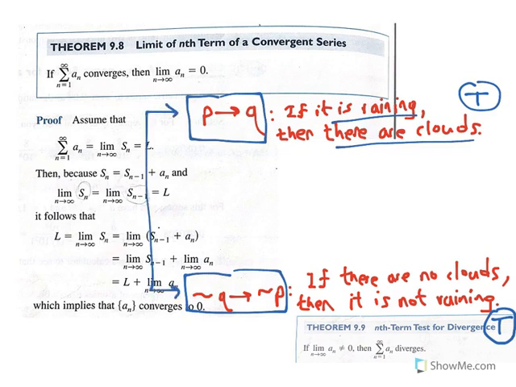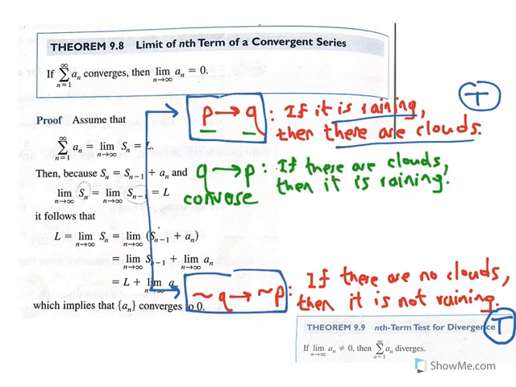Now I also want to use this example as an opportunity to show that what we call the converse of a conditional statement is not logically equivalent to the conditional statement. So if I have P implies Q, but if you have Q implies P, that's called the converse. And it is not logically equivalent to the conditional statement. It would read, for our example here, if there are clouds, then it is raining. Obviously, that's not true. We've experienced many cloudy days, but there was no rain.